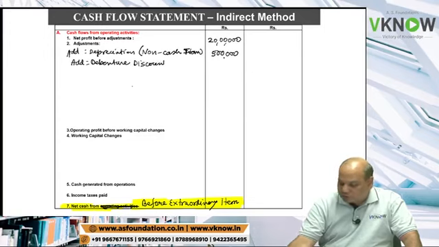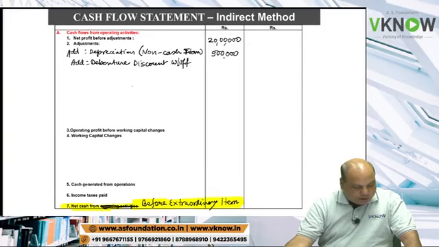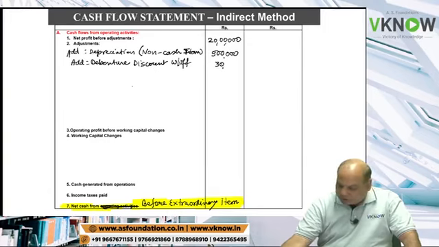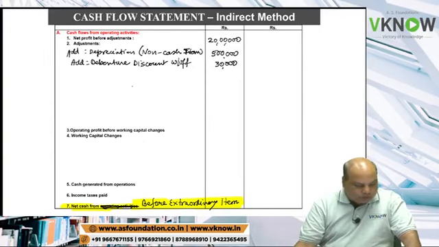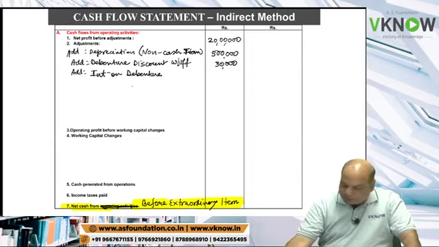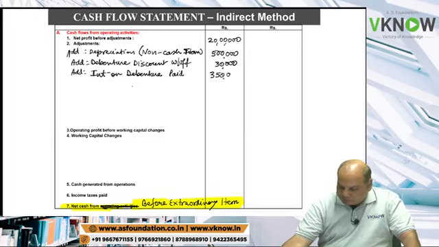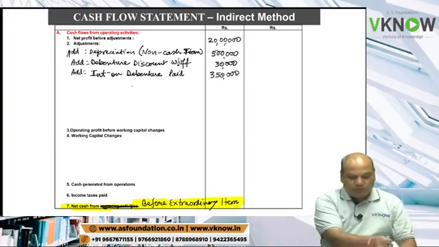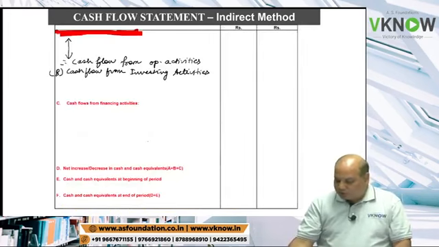Debenture discount written off, in bracket, non-cash item, 30,000. Then you add interest on debenture paid. Now why are we adding this? Because I am going to show it in financing activity, 3,50,000. So please come to financing activity.